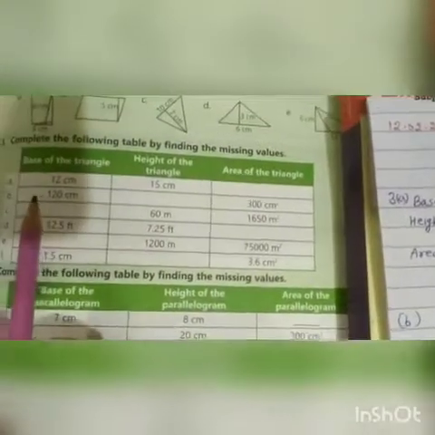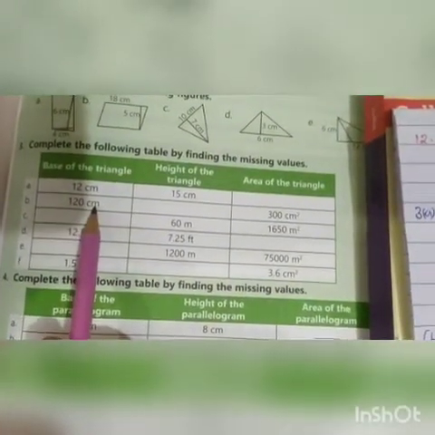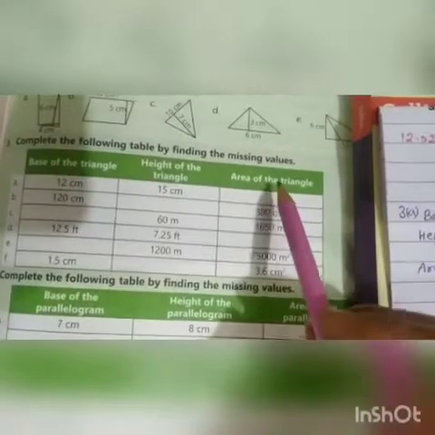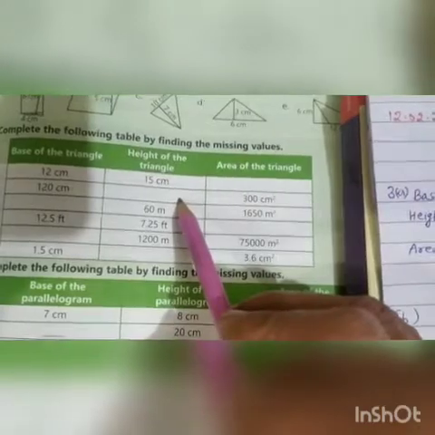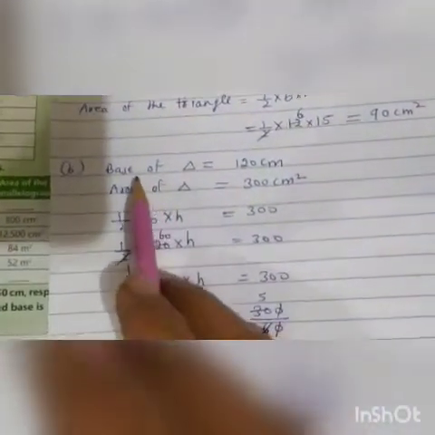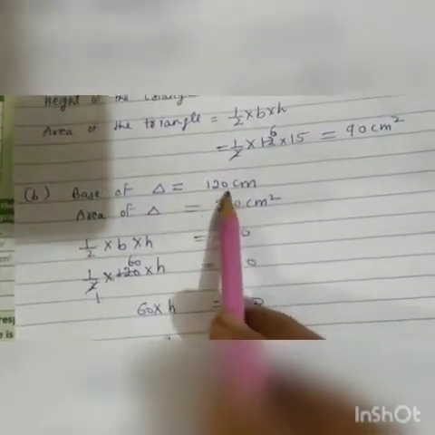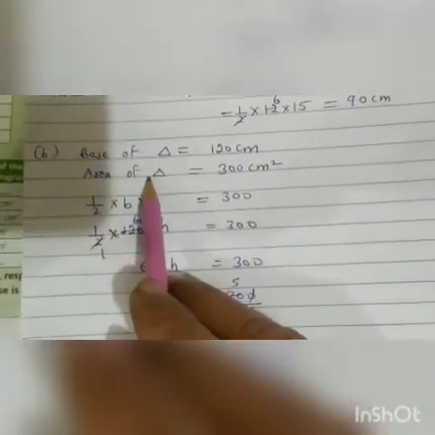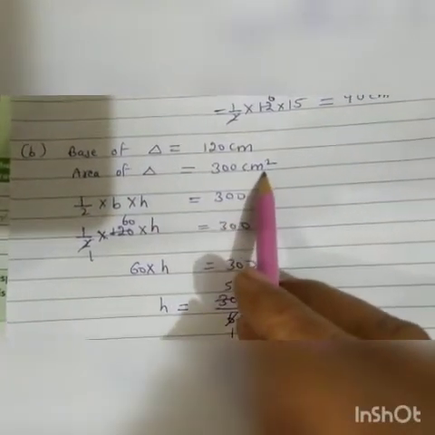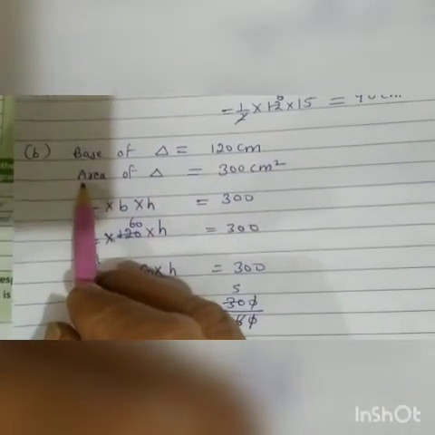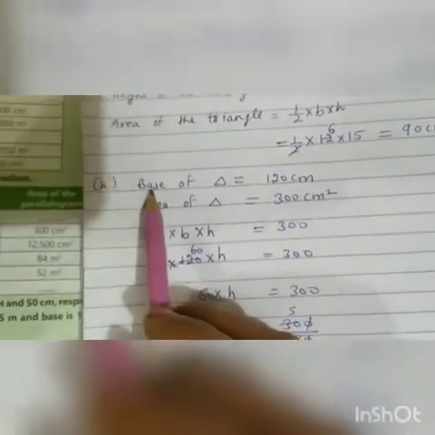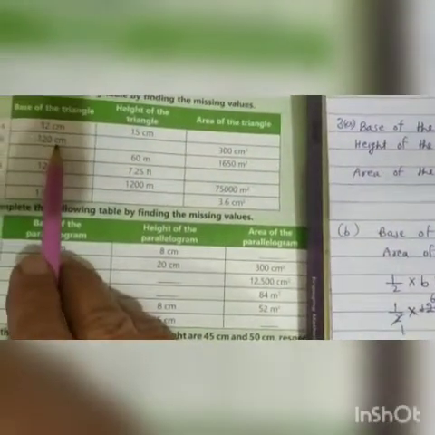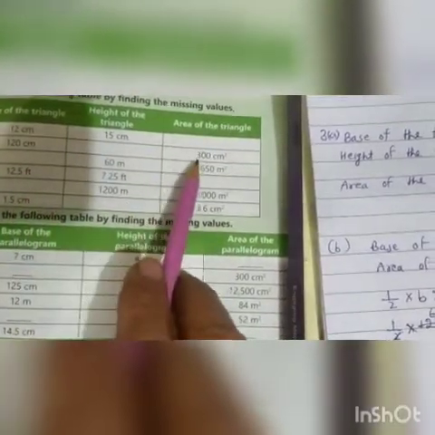In B part, see here, base of the triangle is given 120 centimeter and area of triangle is given. Height of the triangle is missing. So, how we will do it? See here, base of triangle is equal to 120 centimeter. Area of triangle is 300 square centimeter. We will write formula for area of triangle below it. First we will write these two steps. Base of triangle is 120 centimeter. Area of triangle is 300 square centimeter.